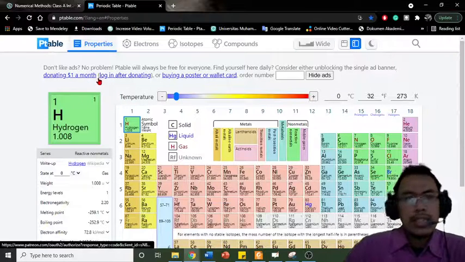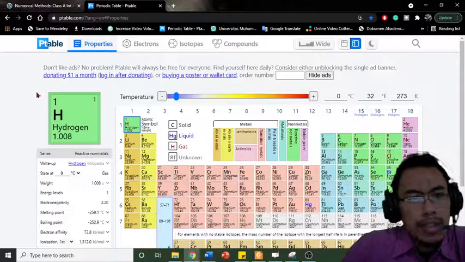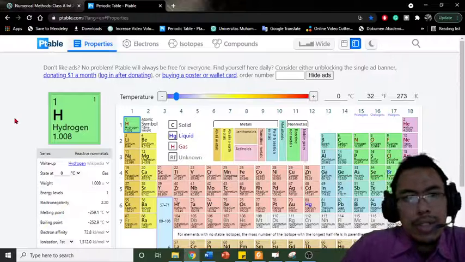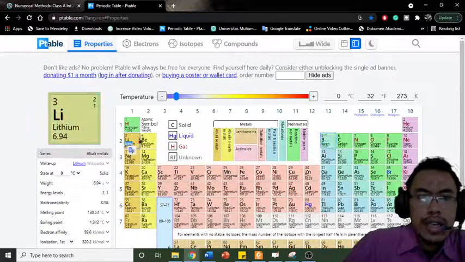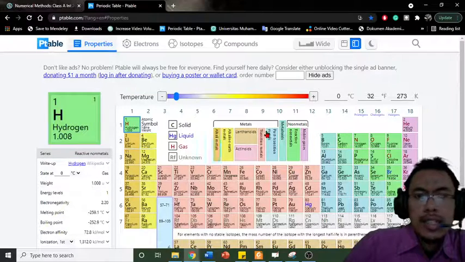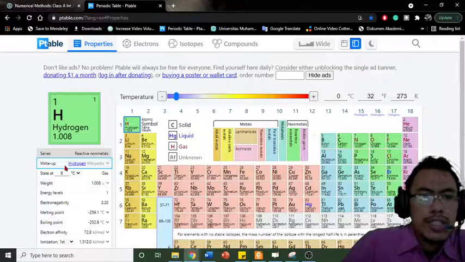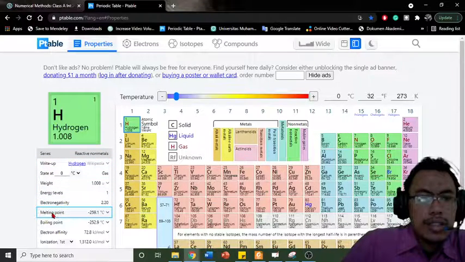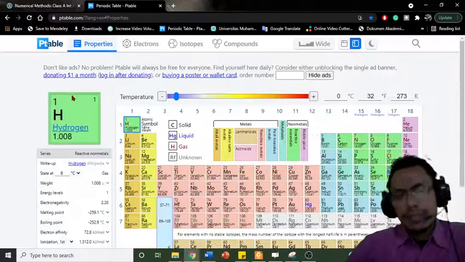As you can see on the screen, this is the free online periodic table, and the reason why I show this to you is that I think this periodic table is so cool, because we can click on every atom here, every element. And also in this area you can see that there are a lot of properties. Let's say for hydrogen, the melting point is this number, and then the boiling point is this number, etc. Now we are going to learn.